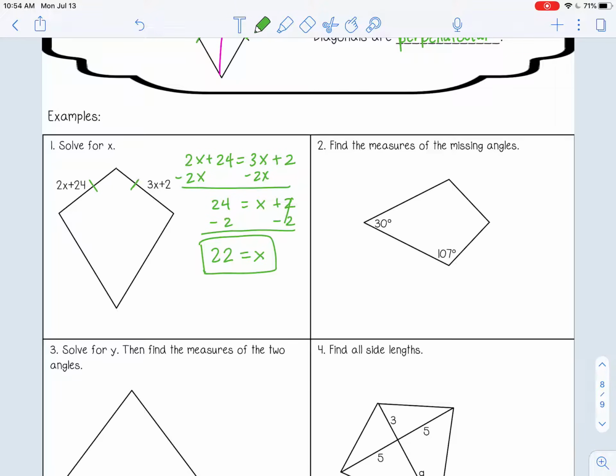Okay, in the next example, it says find the measures of the missing angles. So in a kite, these angles are congruent. So both of these angles will be 107 degrees. To find the last angle, we know that the measures of the angles of a kite sum to 360 because it's a quadrilateral. So I can add the angles that we have together, 107 plus 107 plus 30. That gives me 244, and I can subtract that from 360. All right, and that gives me 116. So the last angle is 116 degrees.